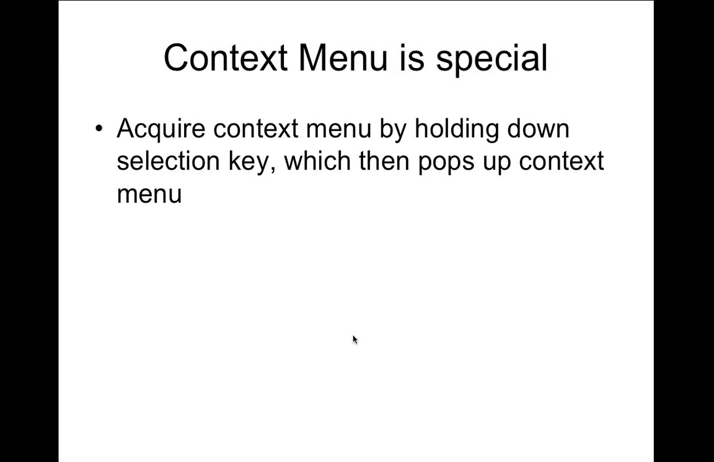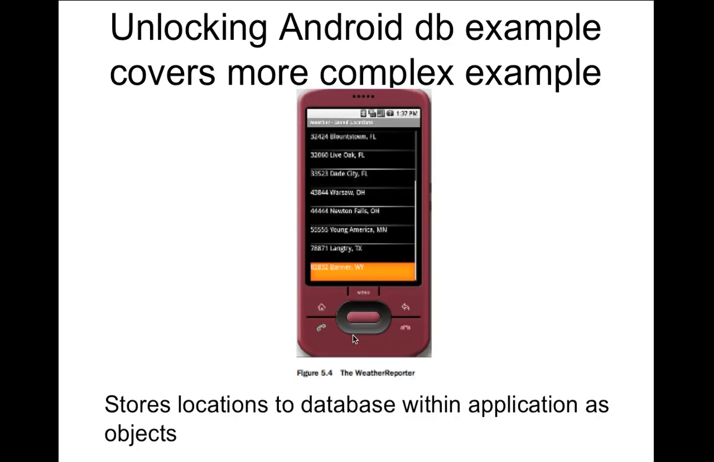The context menu is special. We can acquire the context menu by holding down a selection key, and then it pops up at the bottom of the screen. Some of the emulators have the context menu on the right-hand side of the emulator, and some of them have tools. A couple of the emulators that I'm using from VirtualBox have a little round circle thing you press on, and you get the context menu out of that.